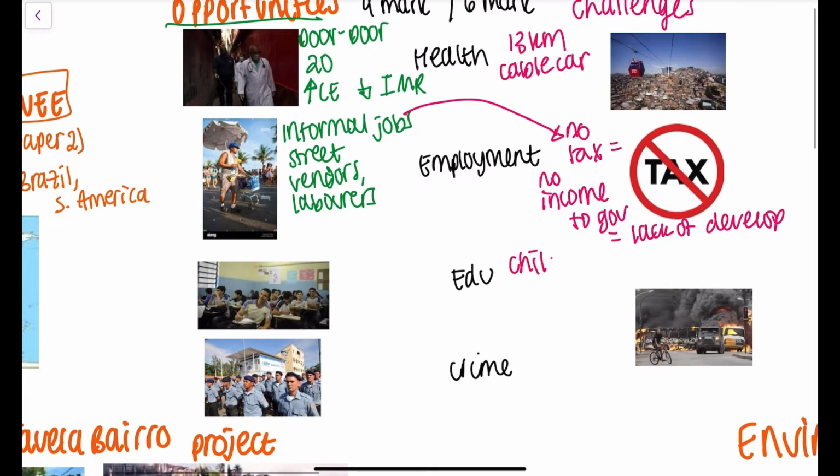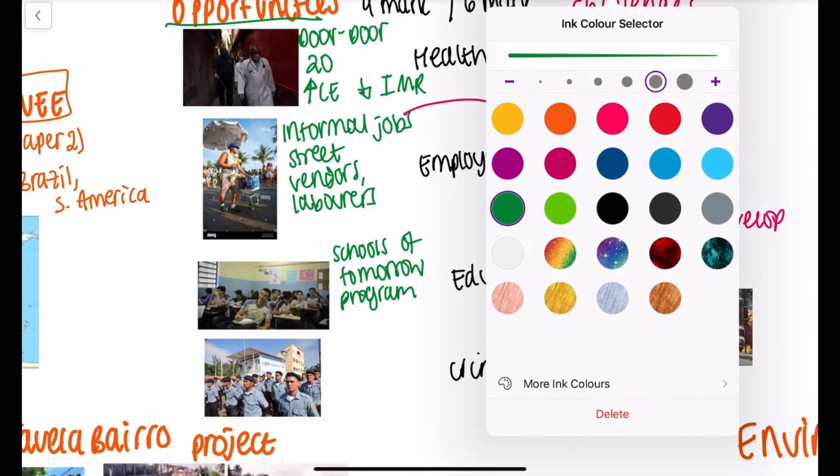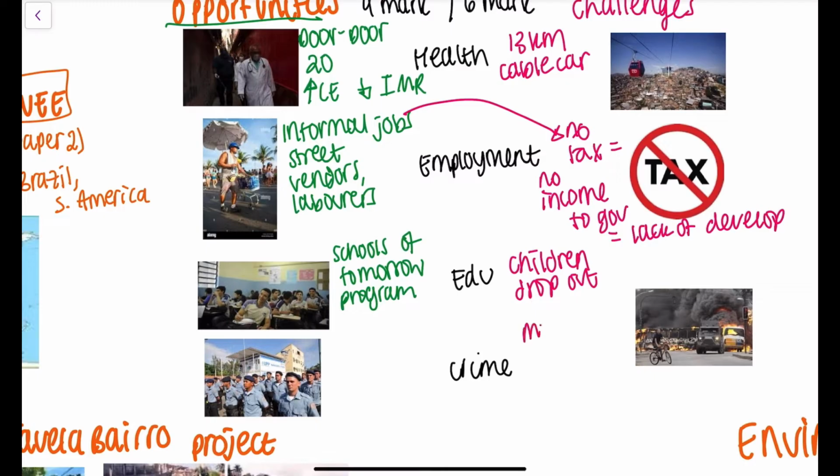We'll move on to education. The main challenge is children dropping out of school to live a life of crime, usually around the age of 14. So, to combat this, they put in place the Schools of Tomorrow programme, which encouraged local people to volunteer to help in schools with these students. It gave school grants, so money, so that poor families can help to meet the cost of keeping their child in school. And they also aim to improve the education for those people that were in violent areas of the city. That links onto crime.